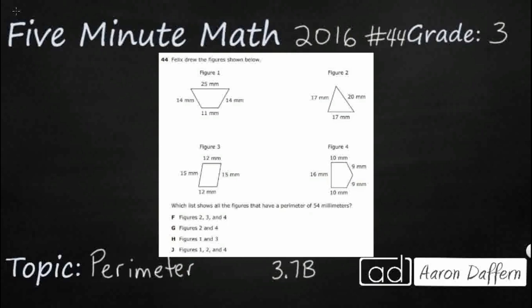Today we are looking at the third grade concept of perimeter. This is standard 3.7b in the great state of Texas, and we are using item number 44 off the 2016 released STAAR test. If you have not done so already, please go ahead and take a moment to pause the video, work this problem out on your own, unpause it, and then we will look at our answers together.